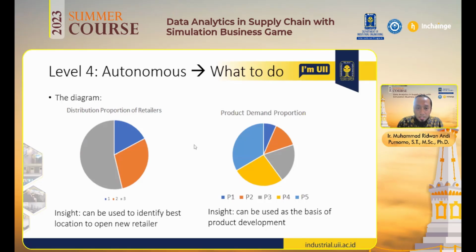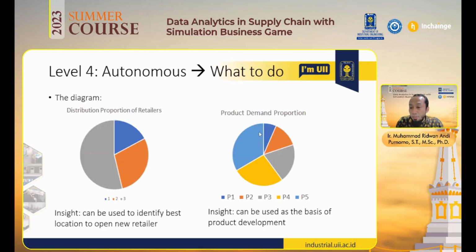Okay, let's say this is the number of products to be delivered to every retailer. After we plot it in a pie chart, the insight can be used to identify the best location to open a new retailer. As a manager, if we want to open a new retailer, then we know the demand around retailer 3 is the highest. It means that if we want to open a new retailer, we can determine the location near retailer 3.